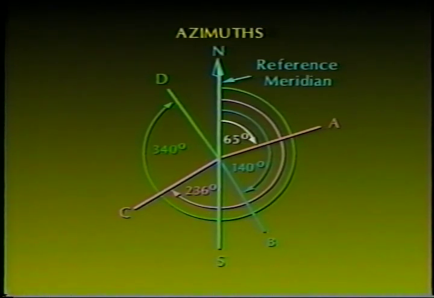In the southwest quadrant, 180 degrees is subtracted from the azimuth to determine the bearing. An azimuth of 236 degrees minus 180 degrees equals a bearing of south 56 degrees west. Finally, in the northwest quadrant, the azimuth is subtracted from 360 degrees. An azimuth of 340 degrees is subtracted from 360 degrees, which equals a bearing of north 20 degrees west.